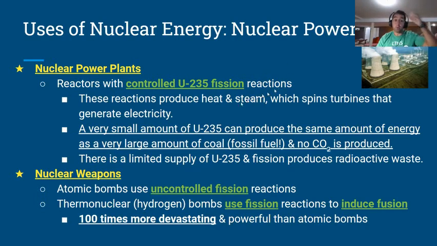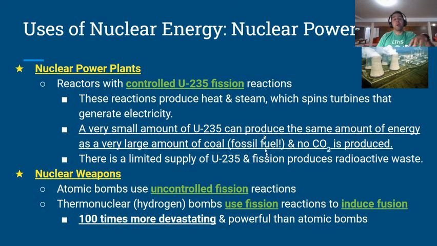So a very small amount of uranium can produce the same amount of energy as coal. 1 gram of uranium has about as much energy in it as 50,000 pounds of coal, which is awesome, right? And especially because coal is a fossil fuel and produces greenhouse gases, which are bad. So that's why we're moving more towards nuclear power, because even though it does have nuclear waste, there's a whole lot less of it than the greenhouse gases that burning coal produces.